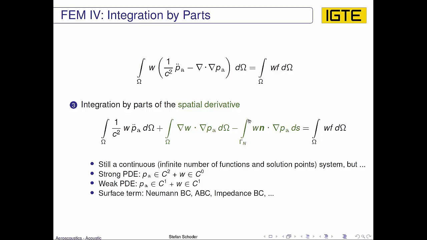As I mentioned already, in the surface term the Neumann boundary conditions, or the ABC as the radiation boundary condition, or simply an impedance boundary condition, enters, and this is how we now connect boundary conditions and this weak formulation. Thank you for watching this video about the continuous weak formulation, and in the next video we will continue our derivation to the finite element formulation.